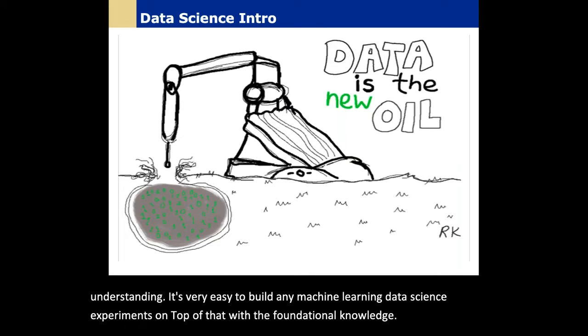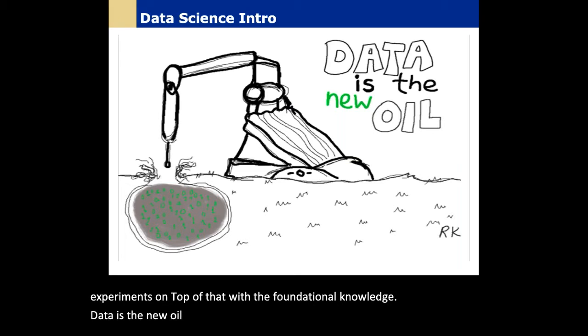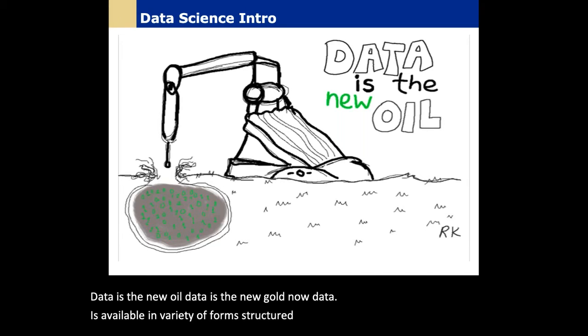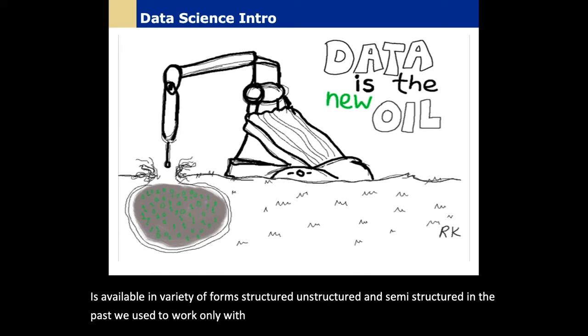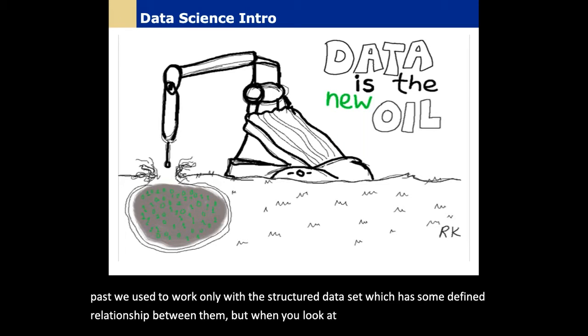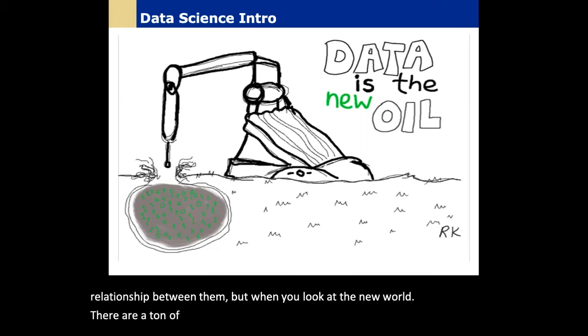Data is the new oil. Data is the new gold. Now, data is available in a variety of forms: structured, unstructured, and semi-structured. In the past, we used to work only with structured data sets, which have some defined relationship between them. But in the new world, there is a ton of data available in different forms.